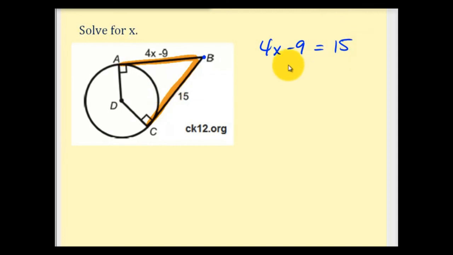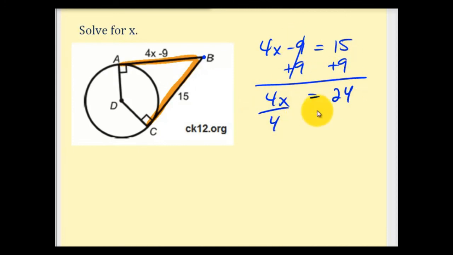So now we'll add 9 to both sides. So we have 4x, this is 0. 15 plus 9 equals 24. Divide both sides by 4. We have x equals 6. And we can go ahead and check this. 4 times x, or 4 times 6 is 24, minus 9 does give us 15.